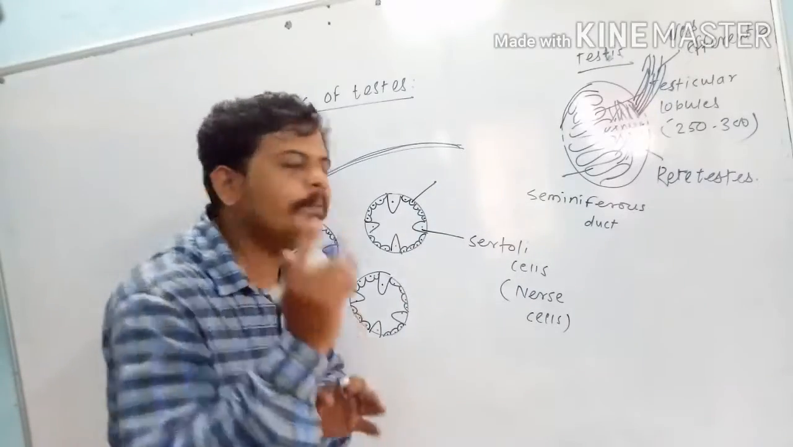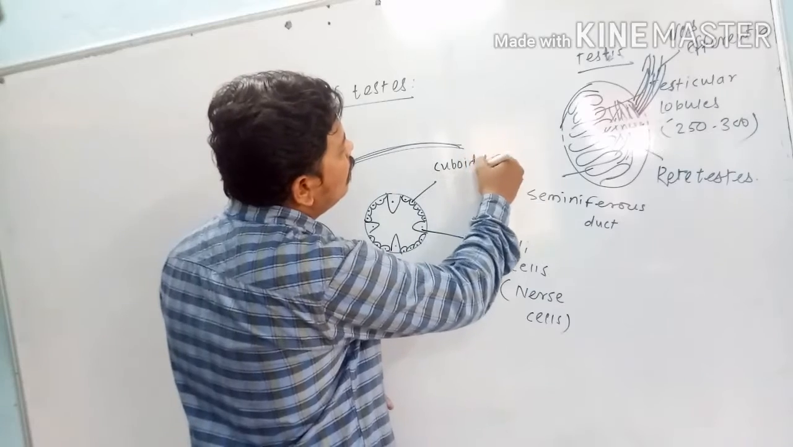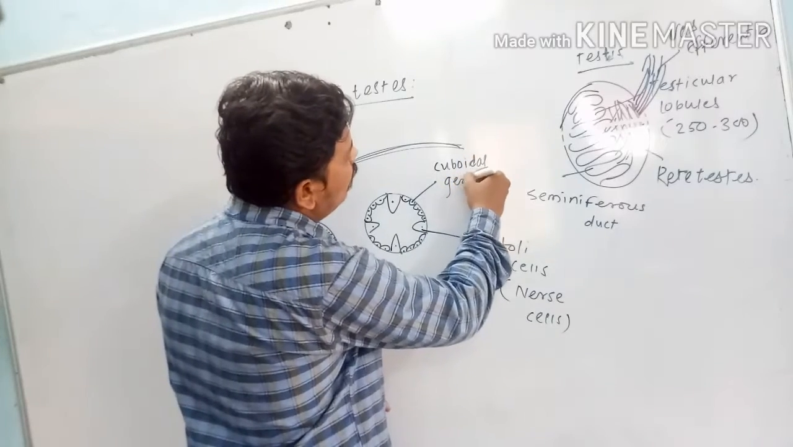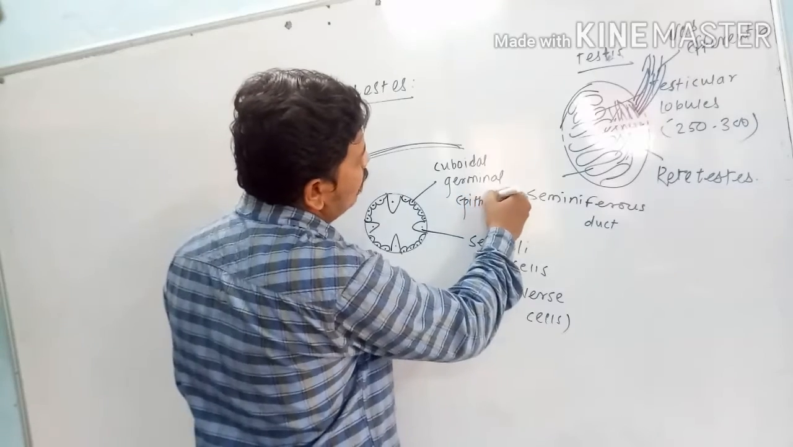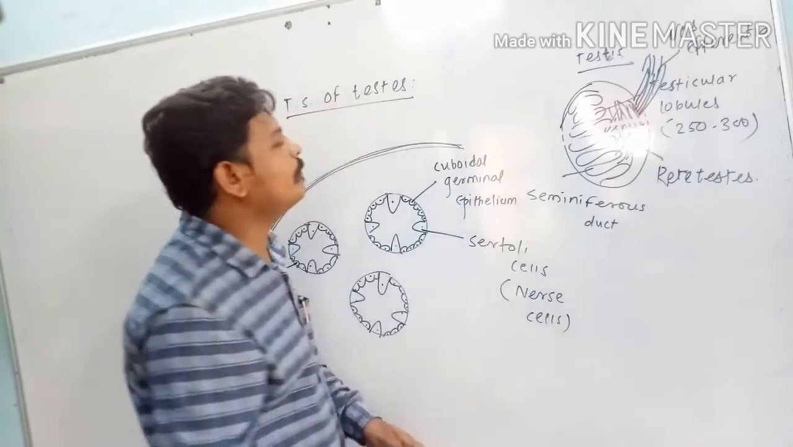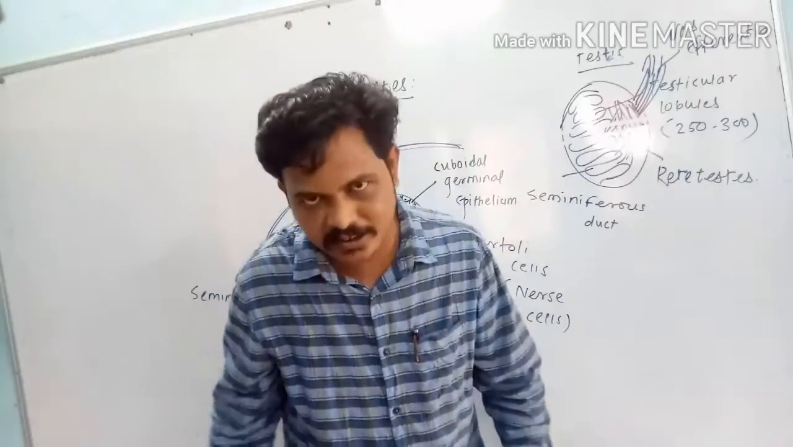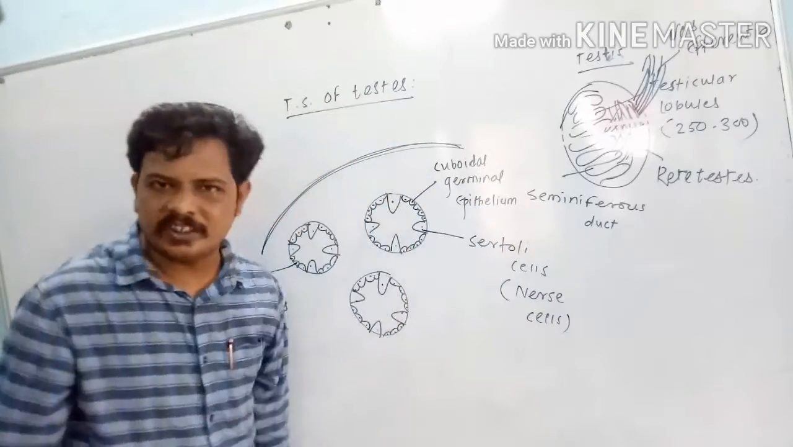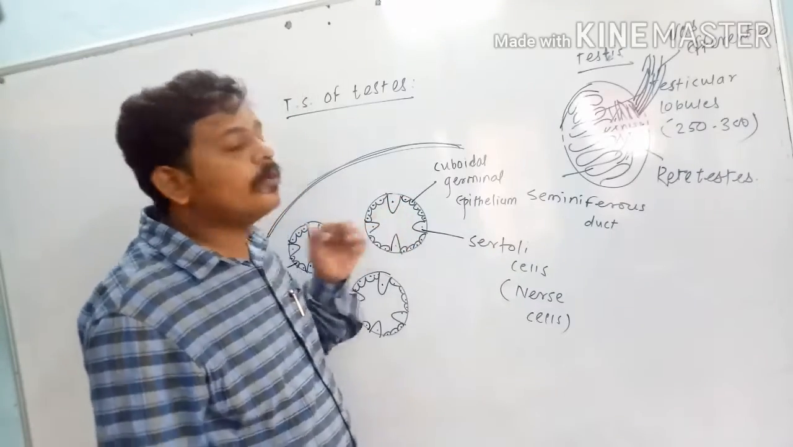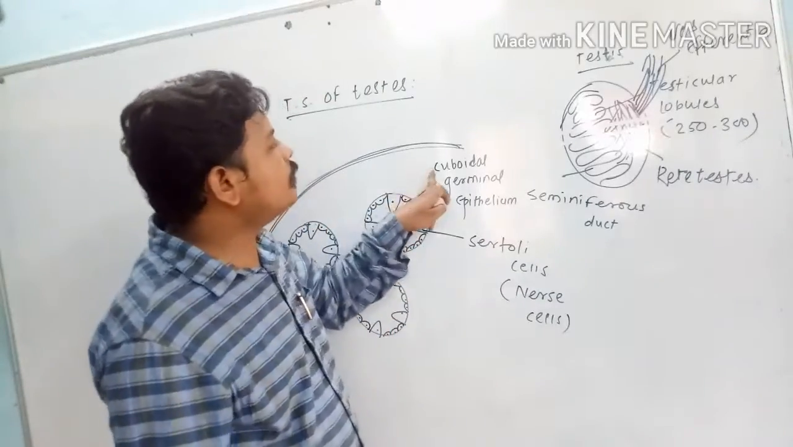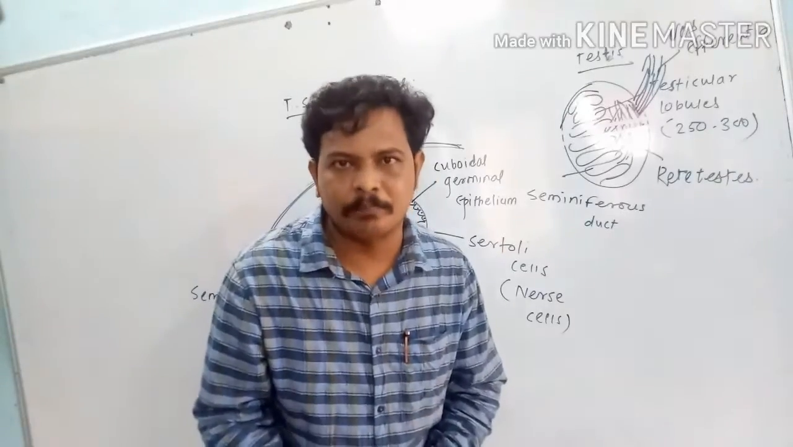Which cell? Epithelial cell. It is called cuboidal germinal epithelium, or cuboidal germinal epithelial cells. So these are two types of cells. Now, what is the function of these cells? This cuboidal germinal epithelium gives rise to mature sperms.